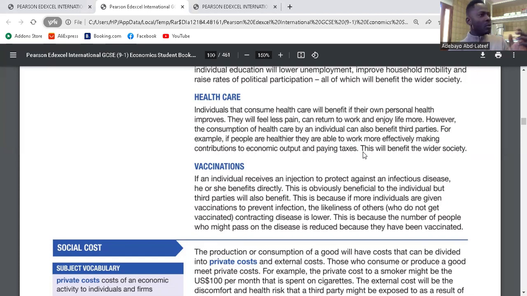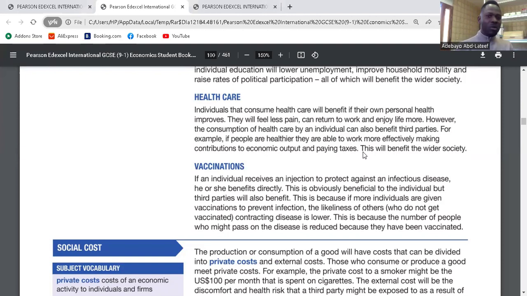When going for healthcare, you see healthcare as a private benefit because, okay, my health is improved. It's my benefit. But it does not only affect me. If my health is improved, I'll be able to teach others too. But if I don't have that, I won't be able. So healthcare is more of external than private.